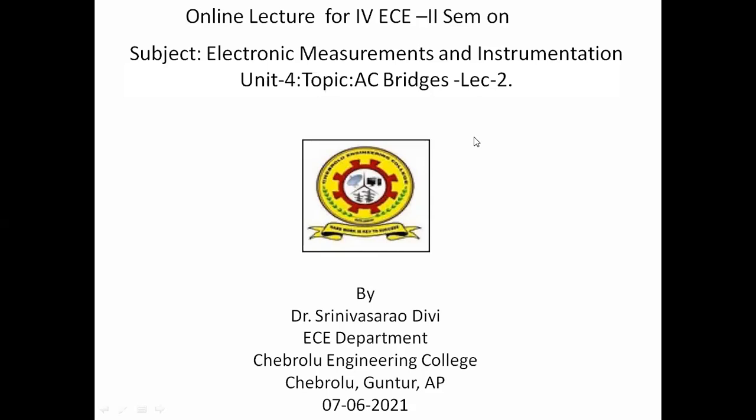So in today's lecture, we will see the AC bridges. In the previous case, we saw the DC bridges. Under DC bridge, we studied the Wheatstone bridge for measurement of unknown resistance. Whereas coming to AC bridges, what are the main components present in AC bridges when compared to DC bridge? We will see.